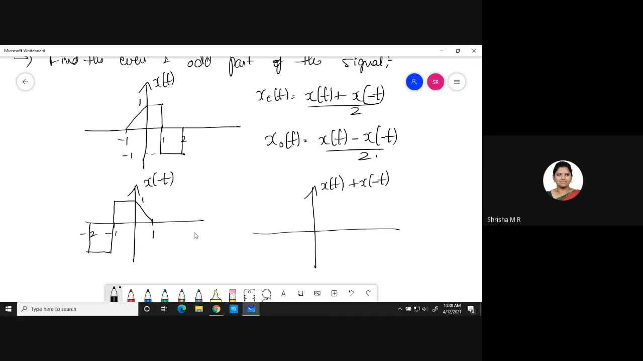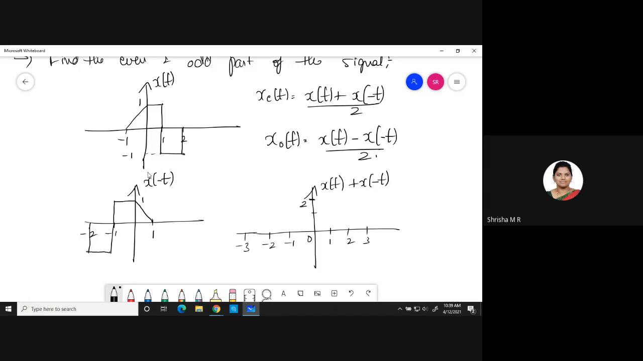So at 0, what is the signal? At time t is equal to 0. 2, ma'am. So at time t is equal to 0, for x of t and x of minus t, the amplitude is 1, right? So 1 plus 1, it will be 2. So if this is 1, this will be 2. Okay, so the signal is at 2.